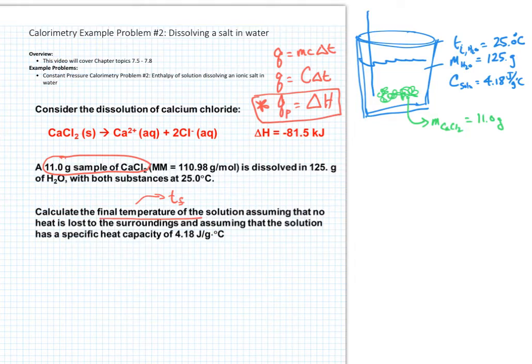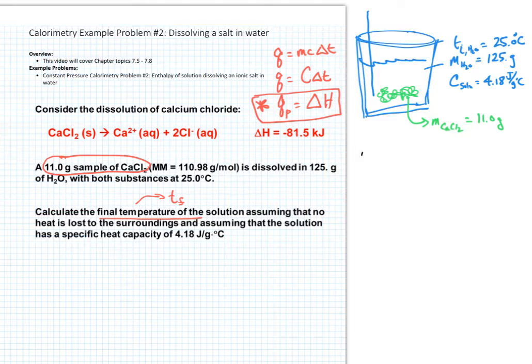So this is a very common mistake for students to make. I want you to recognize it at this point, that we are not going to use MC delta T, at least for the calcium chloride part of it. Now look, we're dissolving this in water, and we have a mass of water, we have a temperature of water, and we have a specific heat of the solution. So we can use MC delta T for the water part of the equation, but not for the calcium chloride. Okay, careful, important idea here that a lot of students make a mistake with.